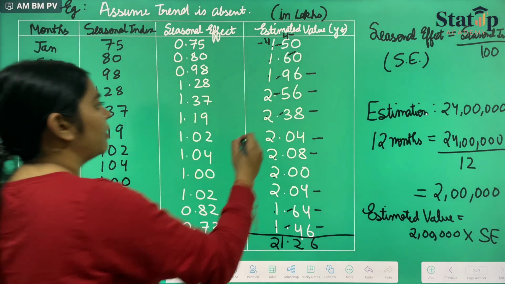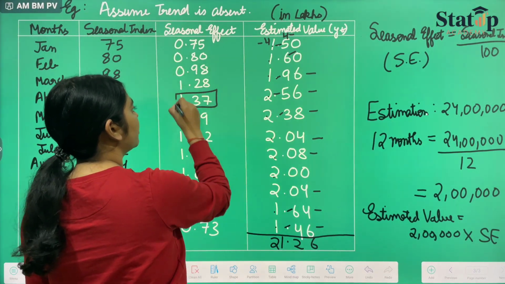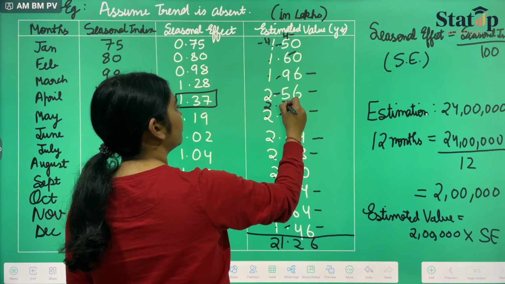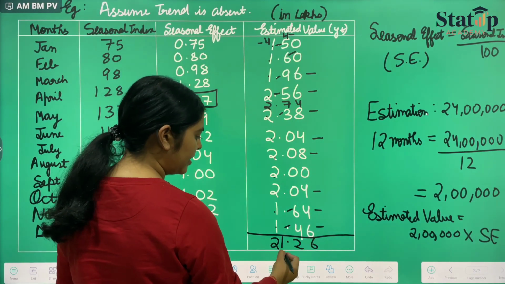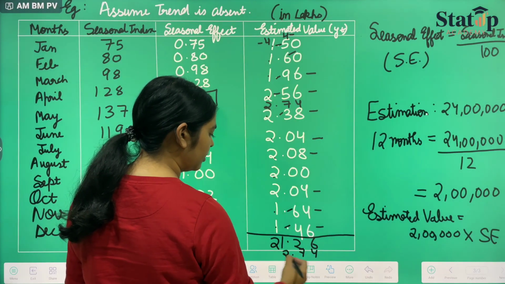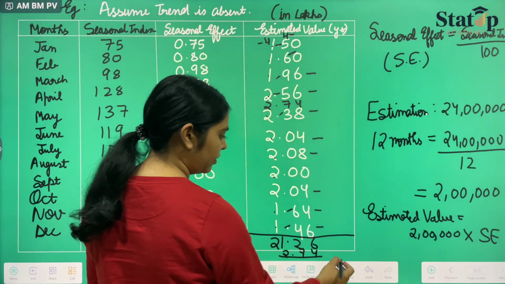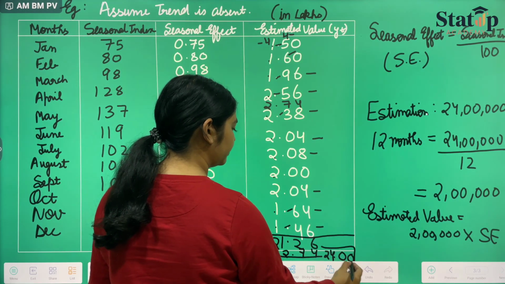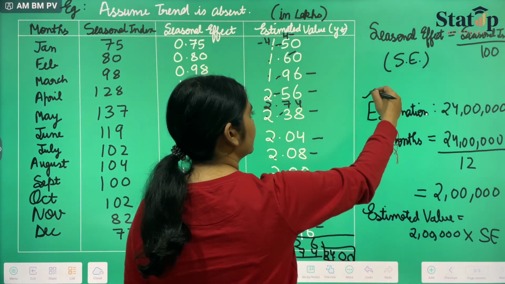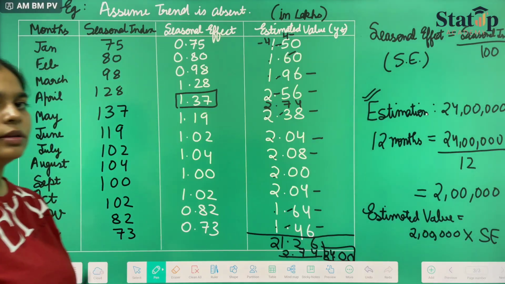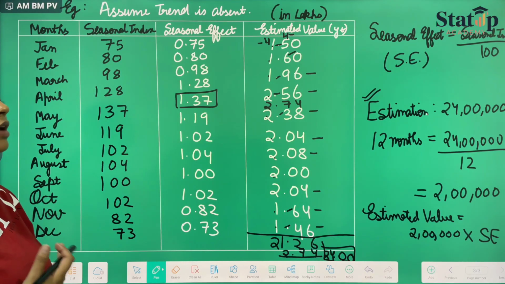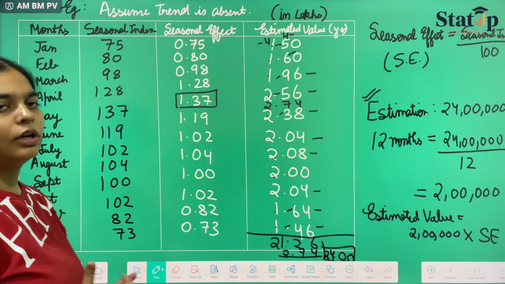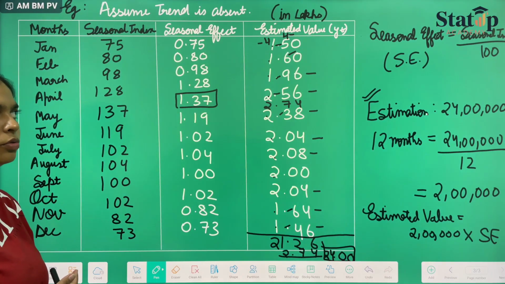We have skipped one value, which is the multiplication of this, which would be 2.74. And if we add 2.74 here, we'll get a total value of 24, which is our estimation in lakhs. Hence we have found out the estimated value of every month for the company, assuming that there is no trend.